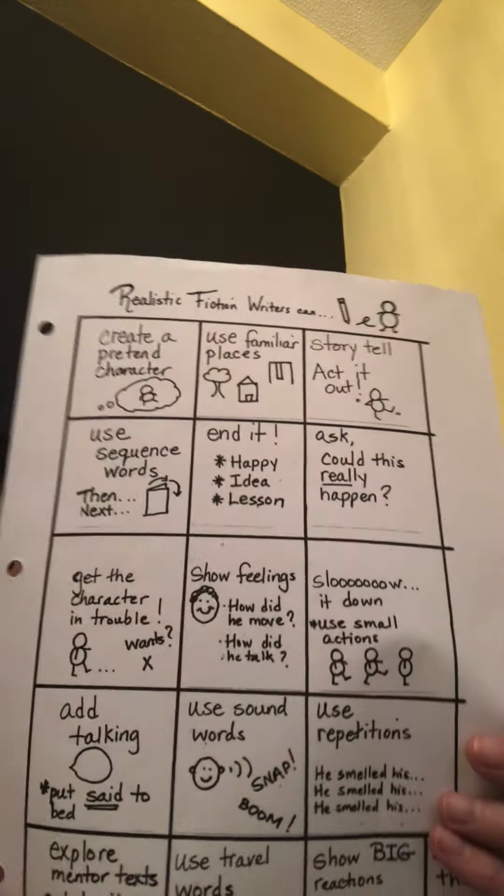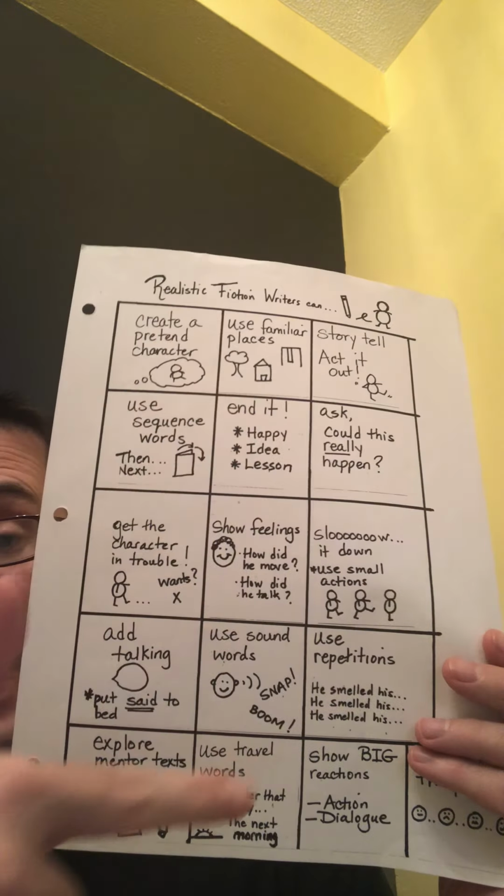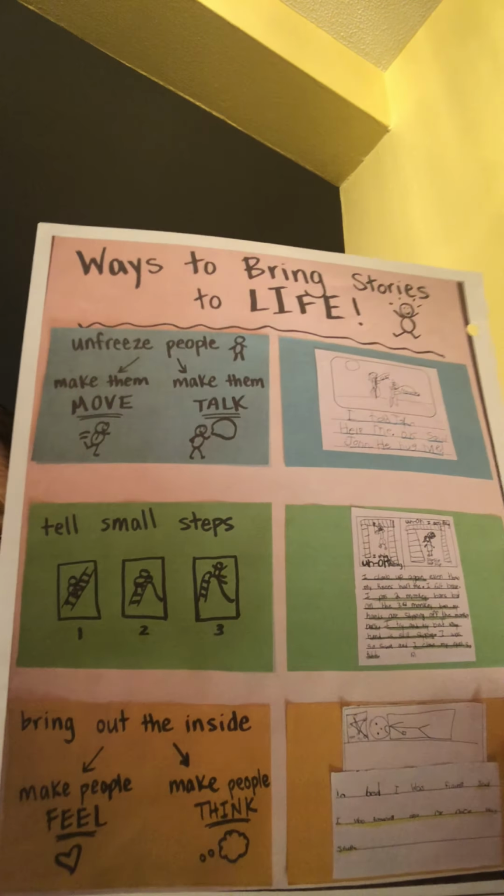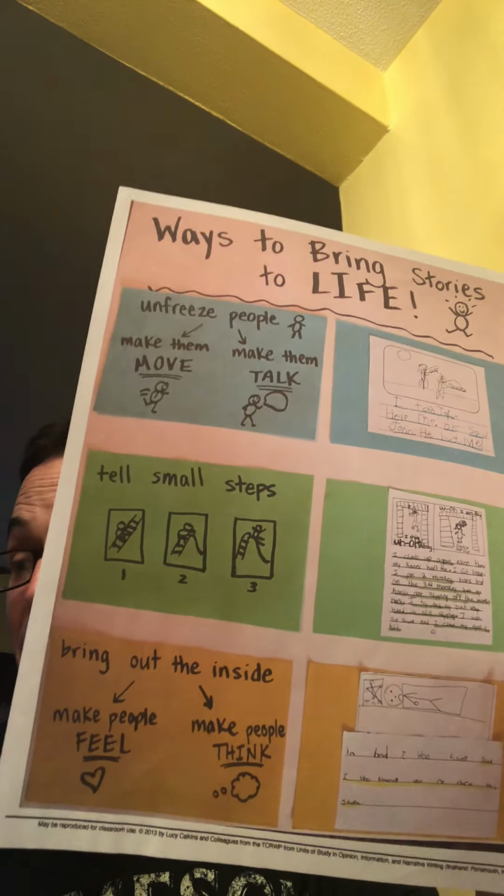Now, I also have a chart that tells what realistic fiction writers can do. We're going to learn about a lot of, if not all of these things that realistic fiction writers can do, which a lot of them are similar to the things that small moment writers do, such as bringing your story to life, which you saw this chart when we did small moment writing. We're going to use that chart again.